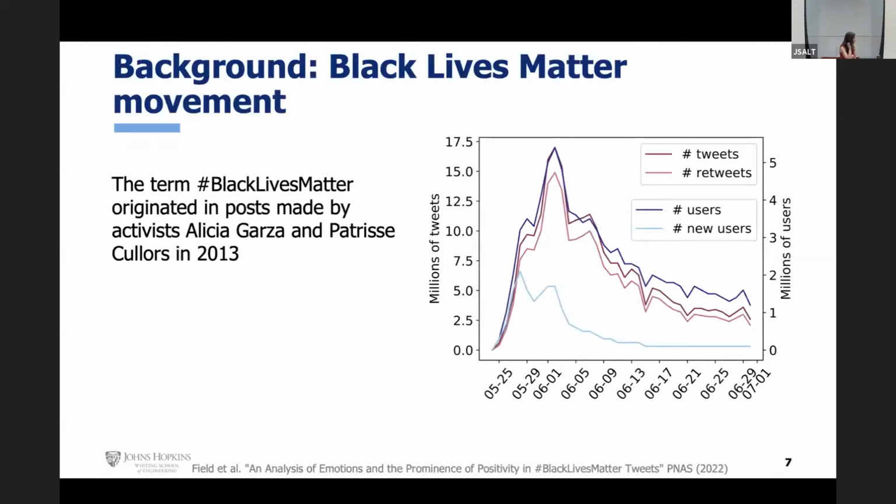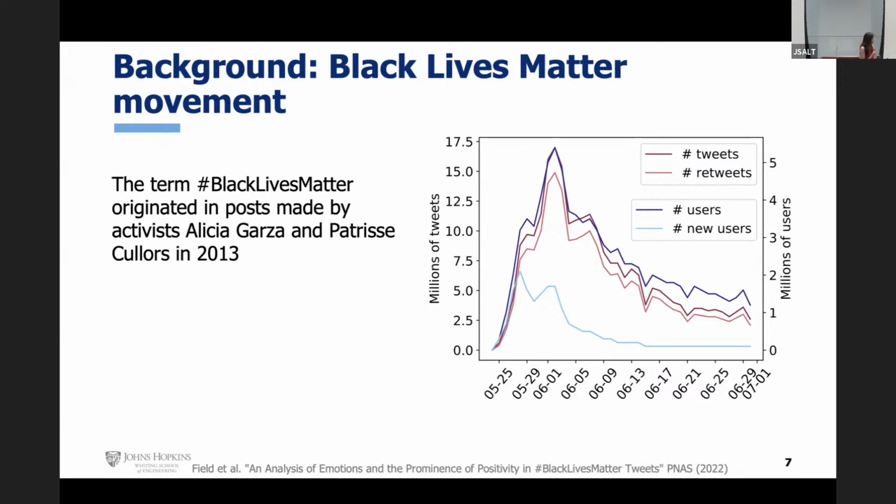I'm going to start by defining the example that I'm going to use in this space, and then we'll go back to the method side in a little bit. So hopefully everyone here is familiar with the Black Lives Matter movement. The term Black Lives Matter was coined by two activists in 2013, but it rose greatly in popularity in the summer of 2020, following the death of George Floyd.